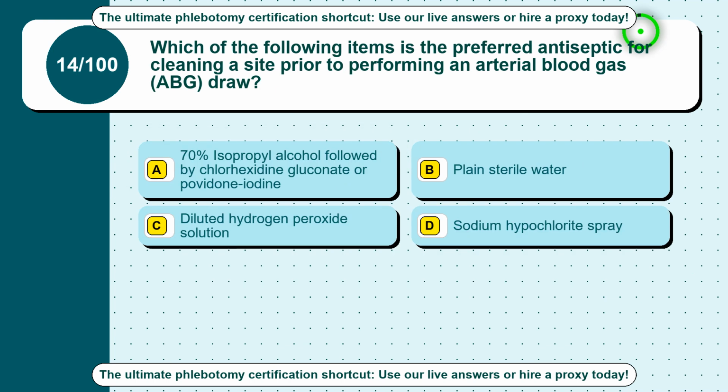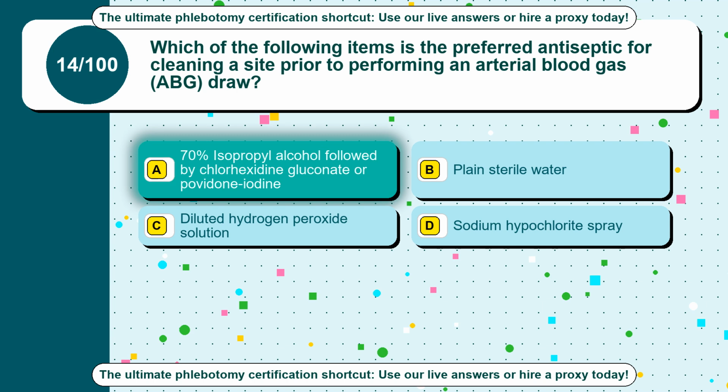Question 14. Which of the following items is the preferred antiseptic for cleaning a site prior to performing an arterial blood gas, ABG, draw? Option A, 70% isopropyl alcohol followed by chlorhexidine gluconate or povidone iodine. Option B, plain sterile water. Option C, diluted hydrogen peroxide solution. Option D, sodium hypochlorite spray. The correct answer is option A, 70% isopropyl alcohol followed by chlorhexidine gluconate or povidone iodine.